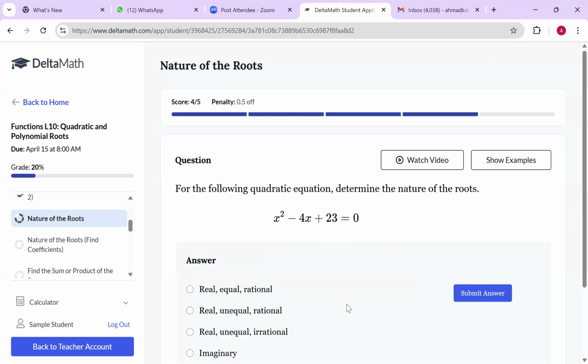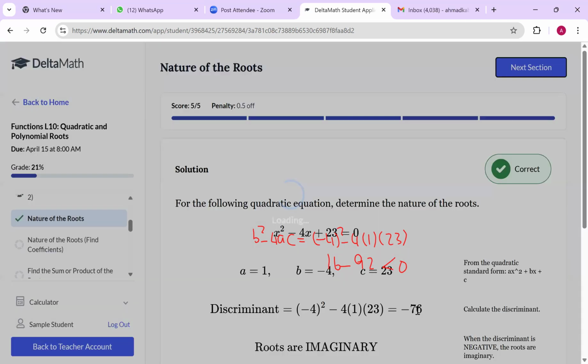Let's try another one. Here, b squared minus 4ac equals negative 4 squared minus 4 times 1 times 23. So 16 minus 92. This is a negative number. So we have a negative under the root, so we have no real solutions, or we have imaginary solutions.